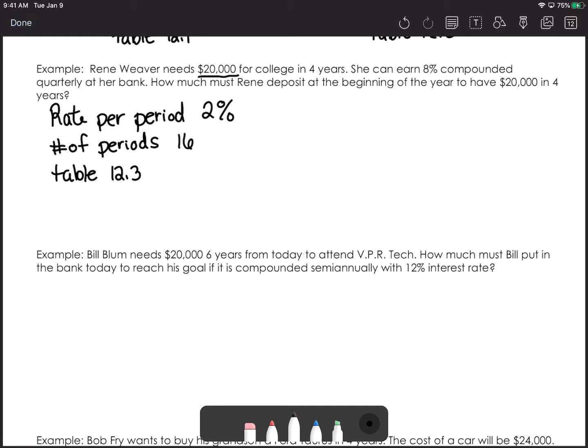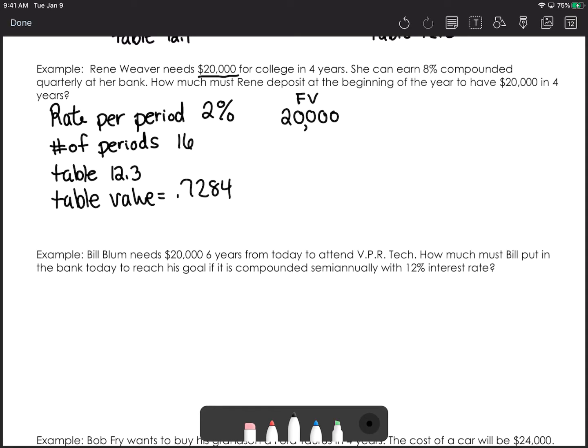Okay, so we're going to look in the student handbook. We're going to look up in the corner for the page that says 2%. And then we're going to look down at the periods that says 16, the number of periods. But now we're going to look at the second column for the value. So don't look at the first column because this is present value. We want to look at the second column. When we look at that second column, the table value should be 0.7284. So just like before, we're going to take the amount that's given to us in the problem. In this case, it's the future value, which is 20,000.